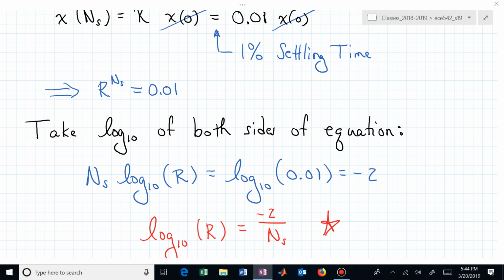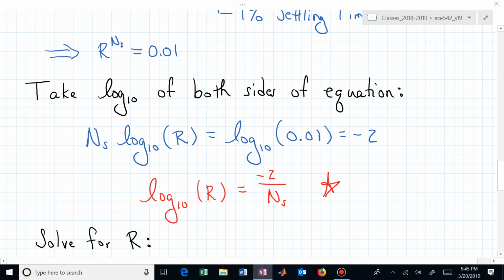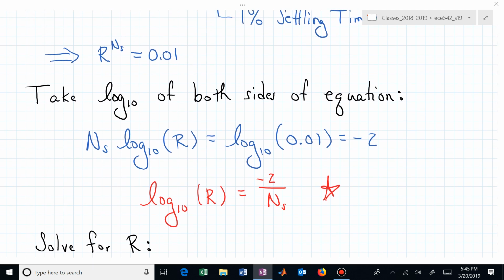If we take the logarithm base 10, since we have a 0.01 on the right, the log base 10 of that becomes clean. It becomes just -2. And now we can use the properties of the logarithm, r to the n. If we take the log of that, that exponent comes and multiplies the logarithm. So we now have n sub s log base 10 of r is equal to -2. And we can isolate log base 10 of r, and we're going to give that equation a star. Since we will refer to it several times, when I say go back to star, this is the relationship.